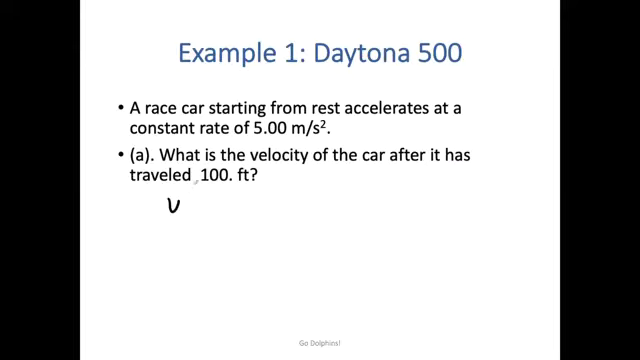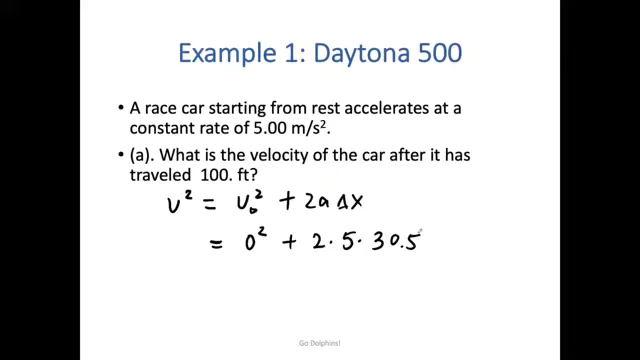So after we figure that out, everything becomes easy. We can use this equation to solve the problem. Plug in all the numbers. Initial velocity is 0. 2 times 5 times 30.5. And if you use SI unit, you don't need to worry about a unit. So you can just do your calculation and put the SI unit back in the end. So solve this algebra.